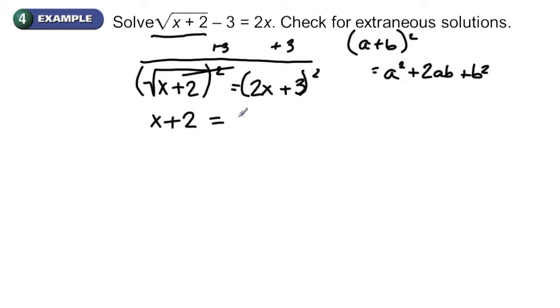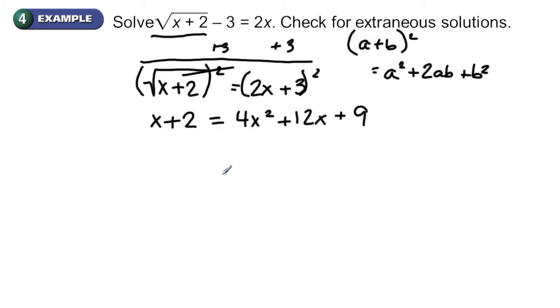First term squared is going to be 4x squared. 2ab, so I'm going to multiply these two together and double it. 2x times 3 is 6x. 6x times 2 is 12x. 3 squared is 9. Okay, so now we have x plus 2 equals 4x squared plus 12x plus 9.